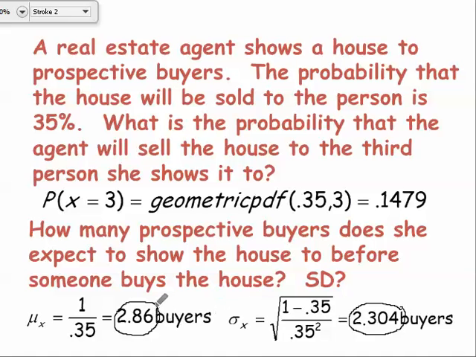Well, the mean is going to be 2.863, okay, with a standard deviation of 2, meaning between 1 and 5 buyers. That's going to get 80% of it right there. So let's move forward.